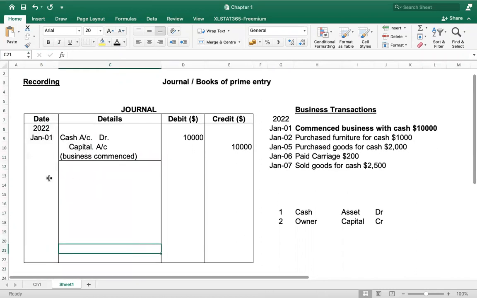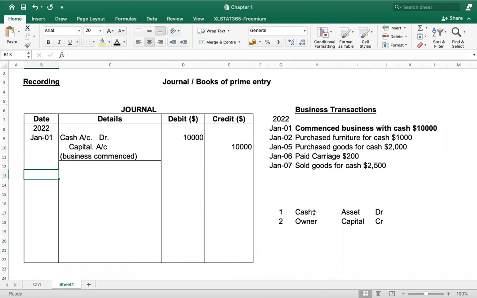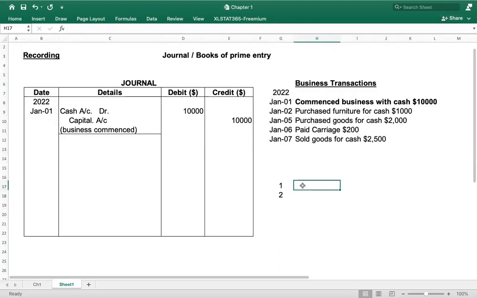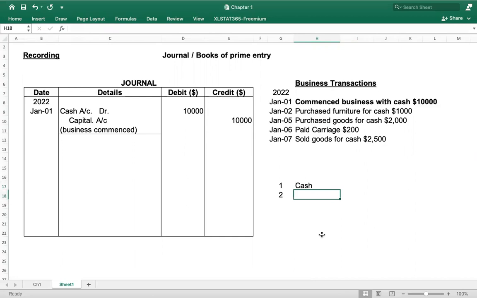Okay. Now what is the second transaction? Tell me. Purchase furniture for cash 1,000. Now tell me which two items affected. Cash and furniture. Item is one. Furniture, good.